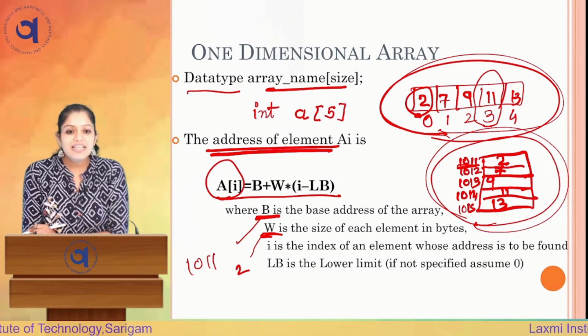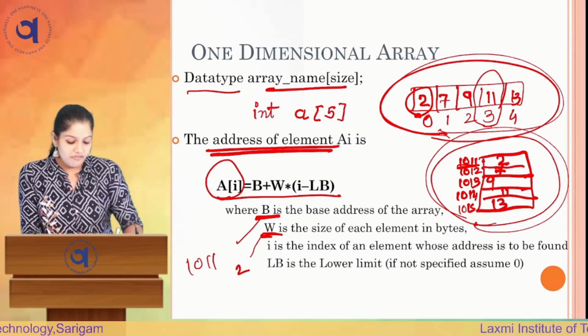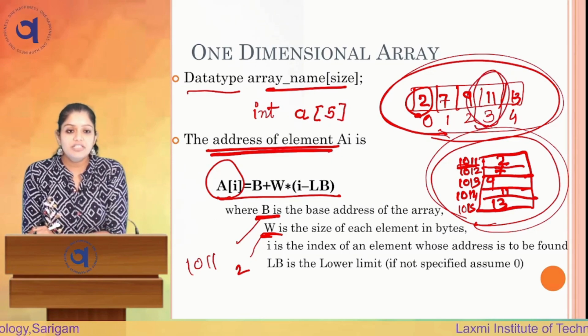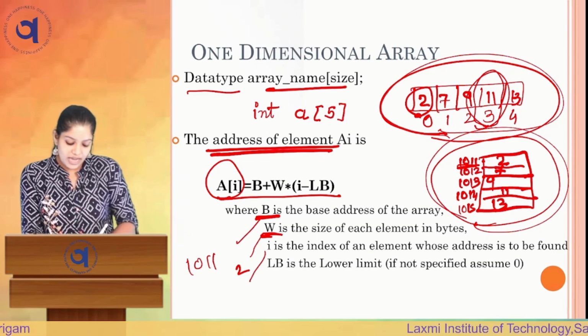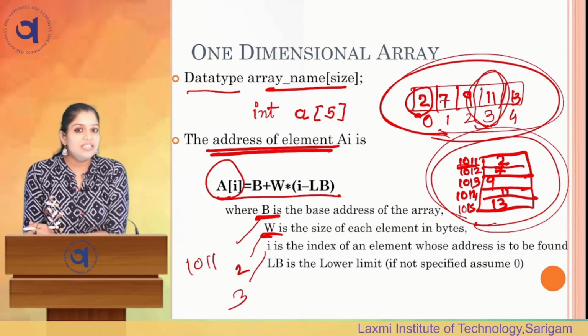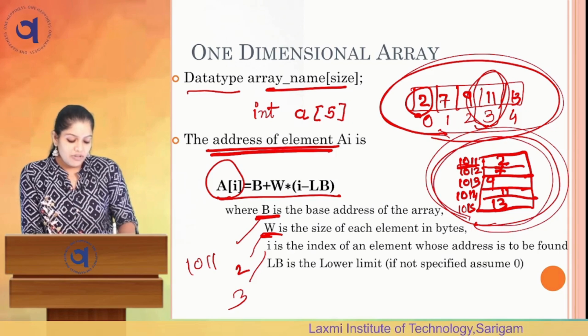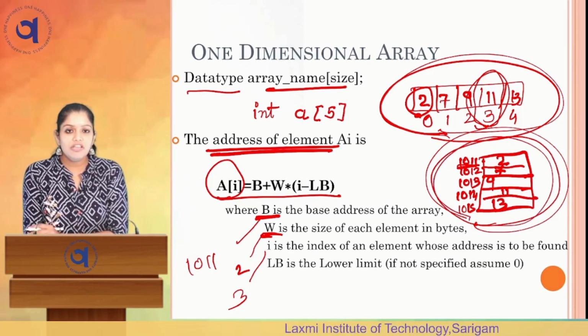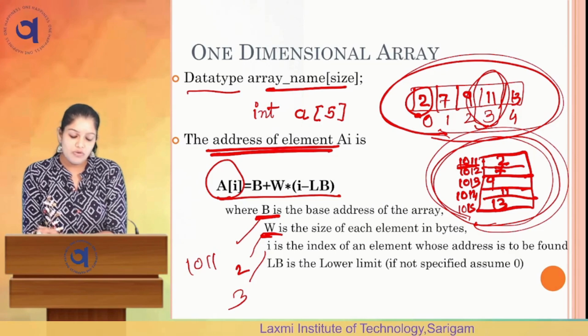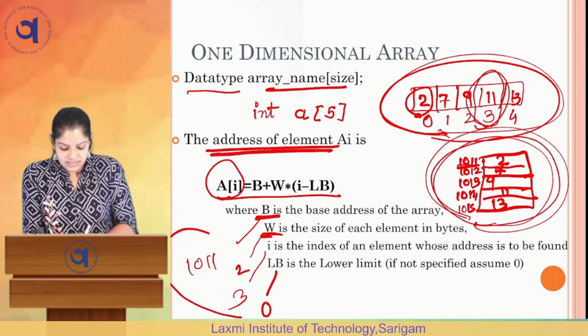Then I is the index of an element whose address is to be found. Here we are finding it for the 11. What is the index for that 11? That is 3. So, here I is 3, and LB is the lower bound. In this we are not having any lower bound. If you are not given any lower bound, you can initialize it with 0. These are the terms.